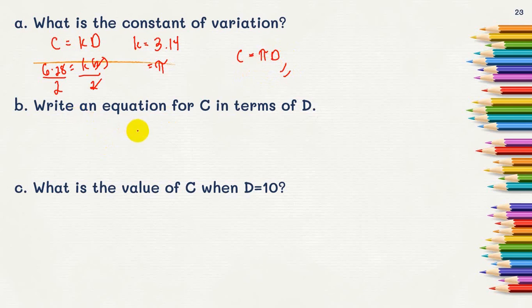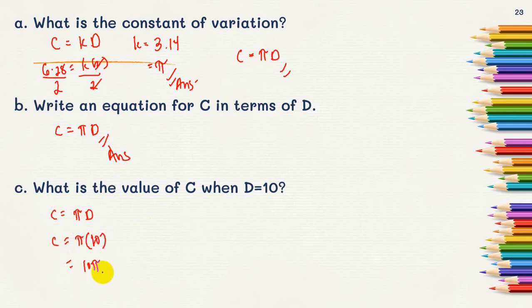Next, write an equation for C in terms of d. It's the formula for the circumference of a circle: C equals pi d. Then what is the value of C when d is 10? We will use C equals pi d. C will be equal to pi times the value of d, which is 10. Multiply. This can be 10 pi, or you multiply 10 times 3.14 as the approximate value of pi. So we will get 31.4.